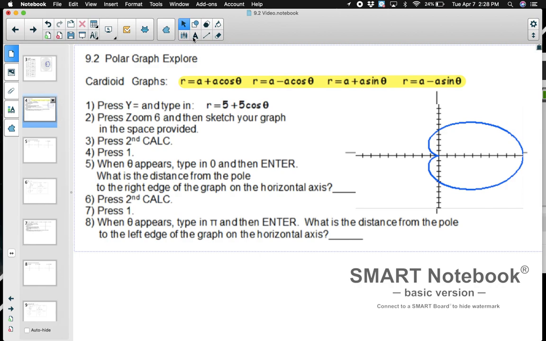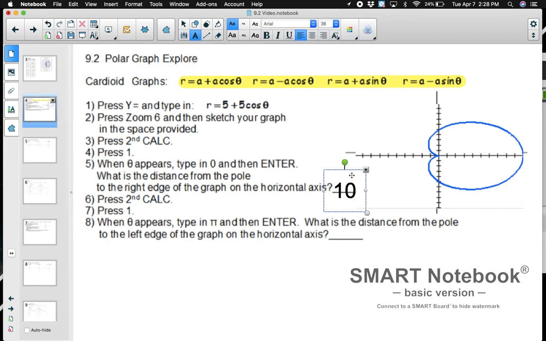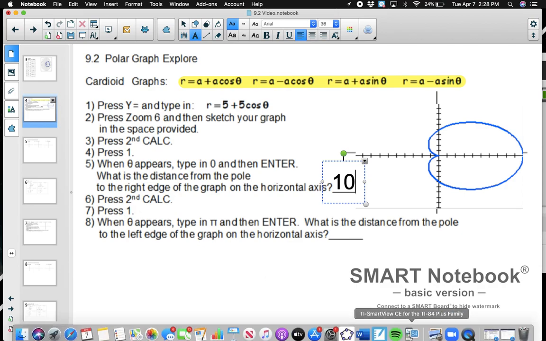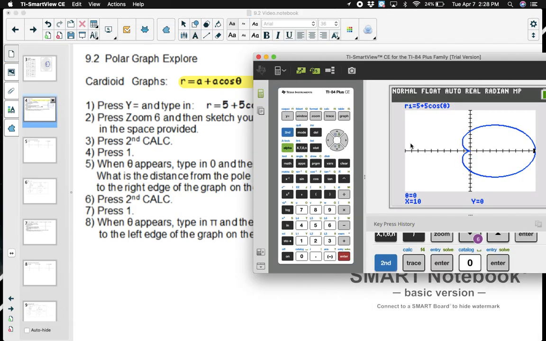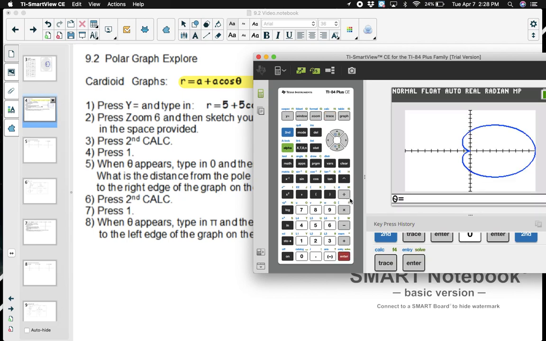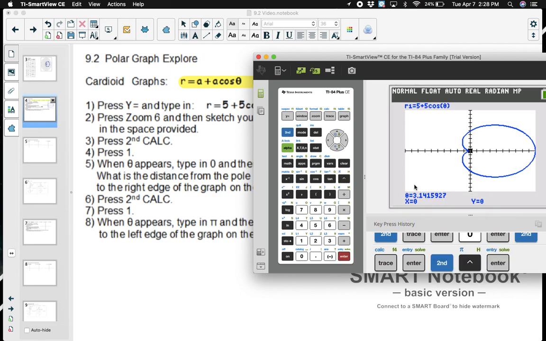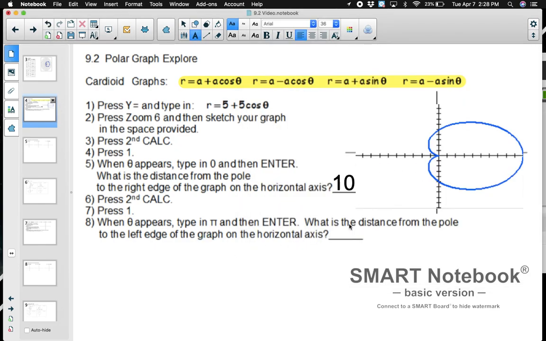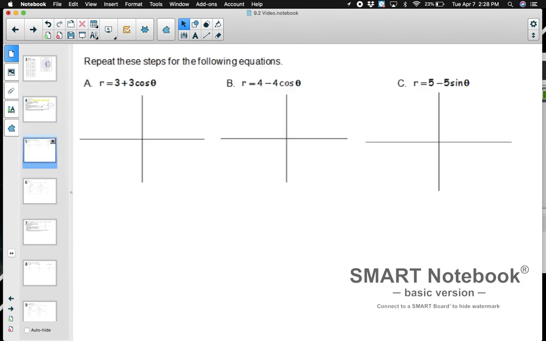Nice big 10. Let's do that again. And I'll put in pi, so second up arrow. And I get 0. So I've gone 0 in that direction. So that's my 2 points. Alright, so this is just a general form, kind of a little discovery through the calculator of how to find these graphs. So let's do that with some other equations.